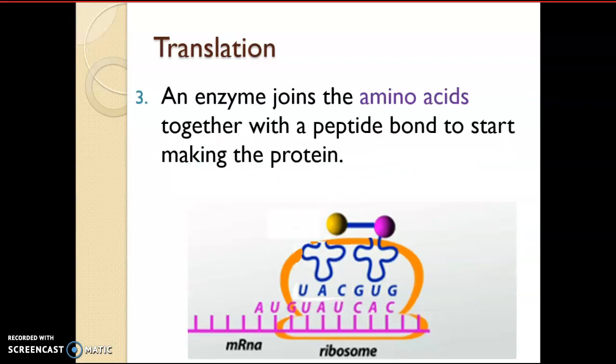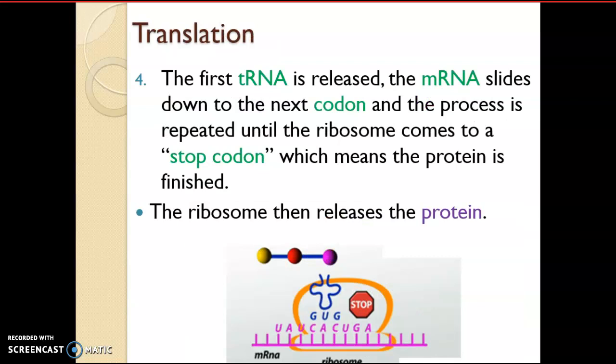So an enzyme then joins the amino acids together with a peptide bond to start making the protein. If you guys remember from earlier this year, we talked about how amino acids form very special bonds called peptide bonds. And again, we won't get into any further detail on that, so you guys can just understand that it's a peptide bond. But again, these peptide bonds will form between the two amino acids once we have 2 there. Now that the first tRNA molecule has had its amino acid bonded with the other amino acid, it no longer has one, and that tRNA molecule will be released.